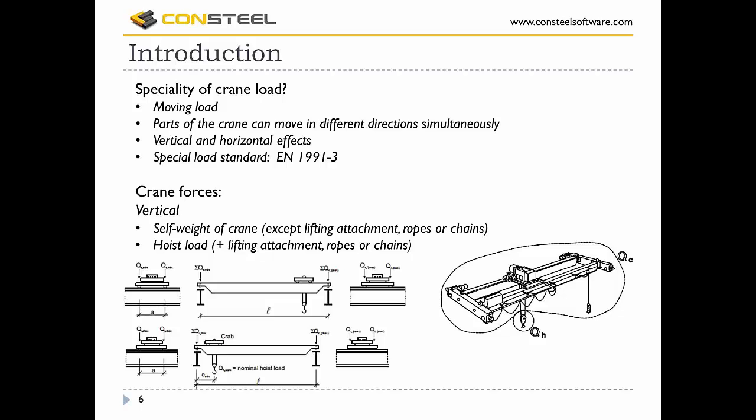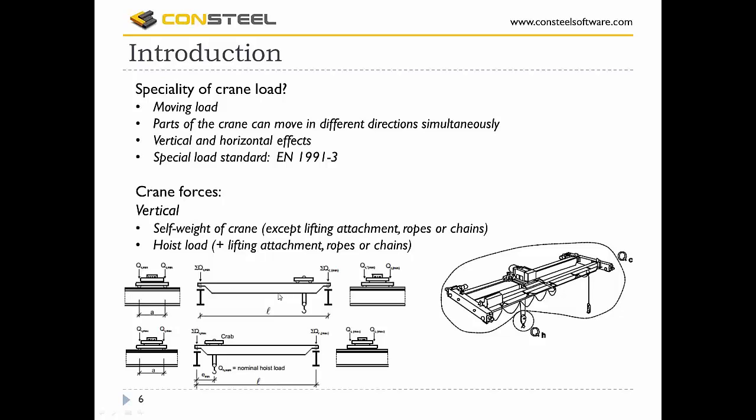What kind of crane forces are determined? At first, the vertical forces. The first one is the self-weight of the crane, except the lifting attachment and the ropes or the chains of the lifting. The second one is the hoist load, plus the lifting attachment and the ropes or the chain. On the figure, you can see the difference between the two vertical loads. On the other figures, you can see the arrangement of the vertical load.